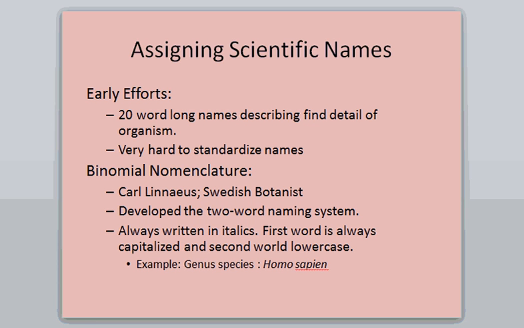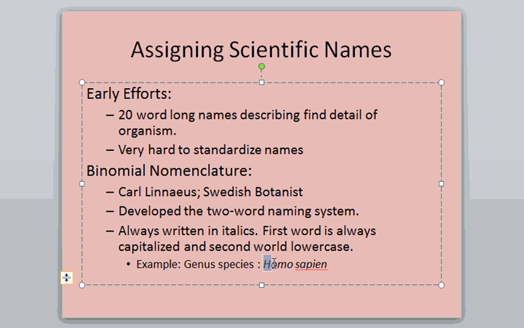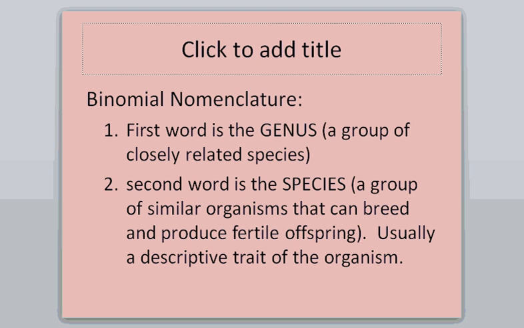You can see that here at the bottom: Homo sapiens is italicized. The first word is capitalized and the second word is in lowercase. So whenever you see something written like this, you know that it is a scientific name.